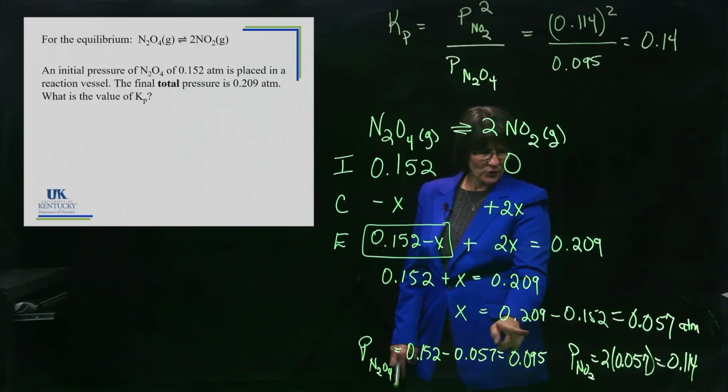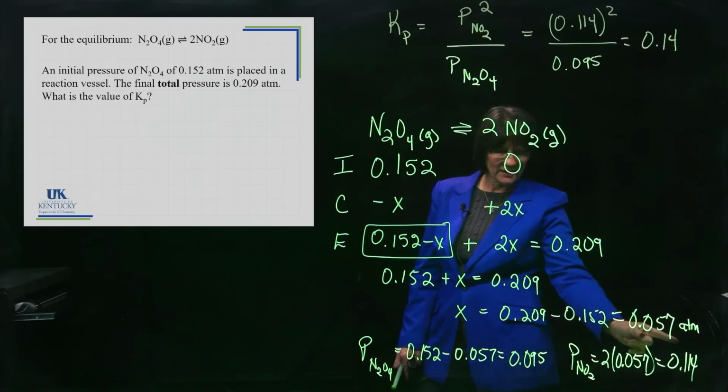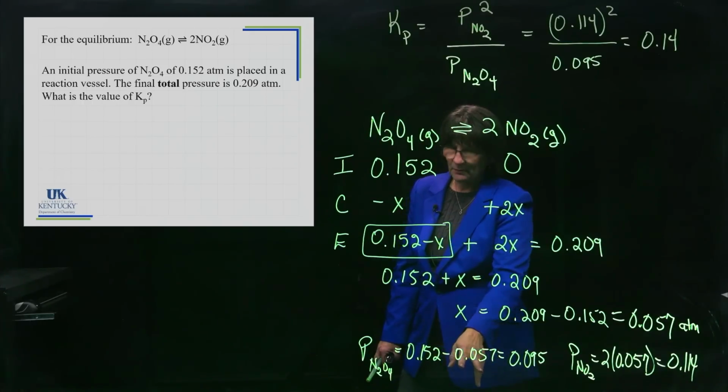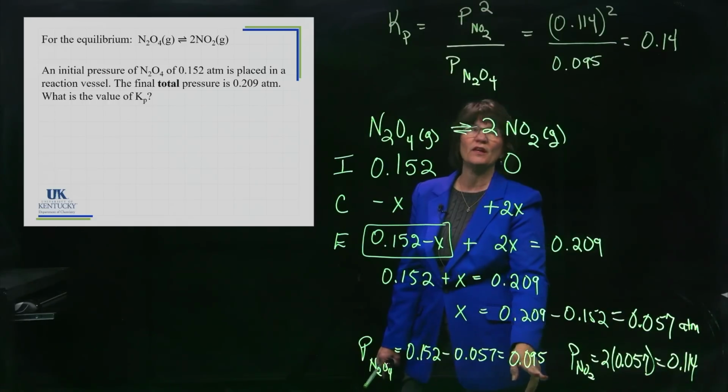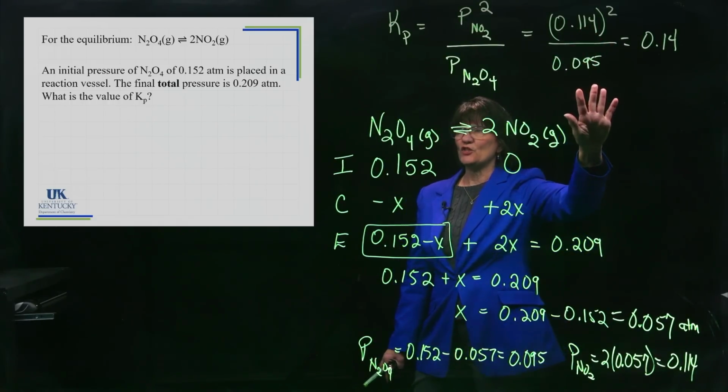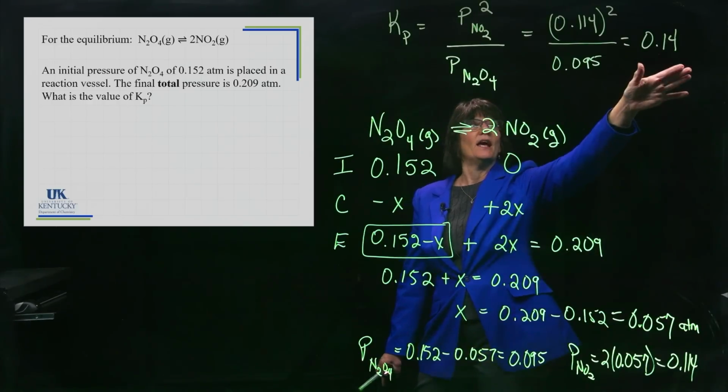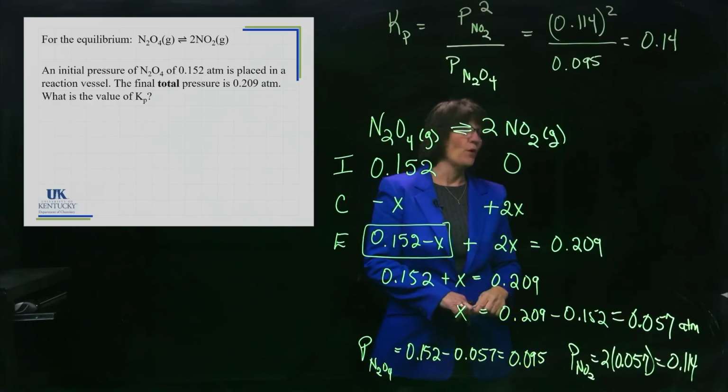When you're subtracting, you keep the least number of places to the right of the decimal point. There are only 3 to the right, which is 2 sig figs. But the rule for division is you keep the least number of sig figs, and so that's 0.14.